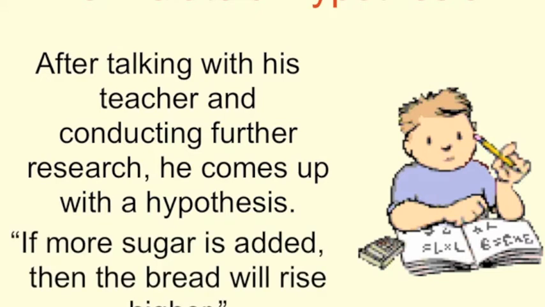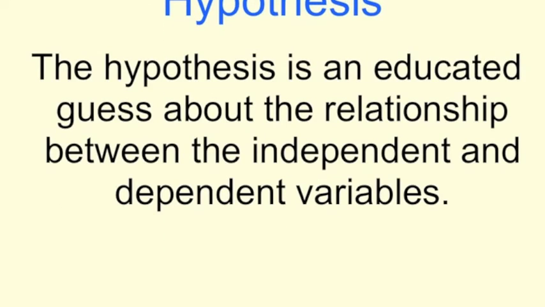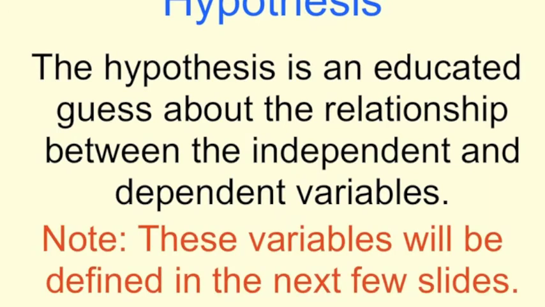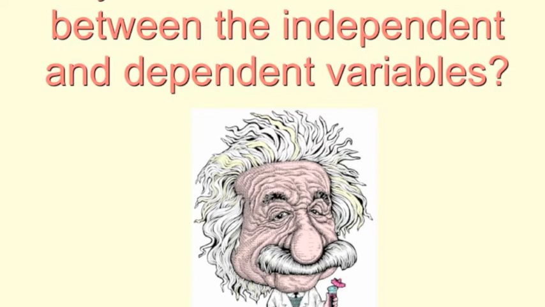So his hypothesis is if more sugar is added, then the bread will rise higher. All right, so the hypothesis is an educated guess about the relationship between the independent and dependent variables. We're going to discuss these variables in the next couple slides because I imagine quite a few of you may have forgotten the difference between the two. Do you remember the difference between the independent and dependent variables?